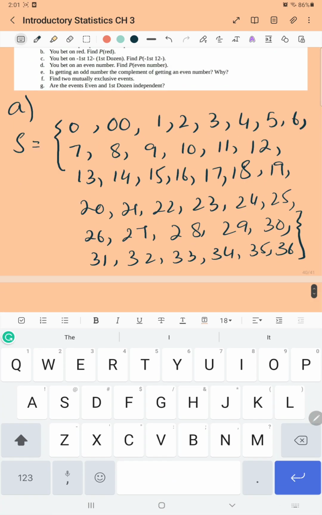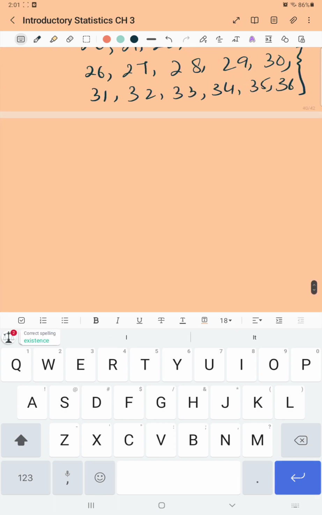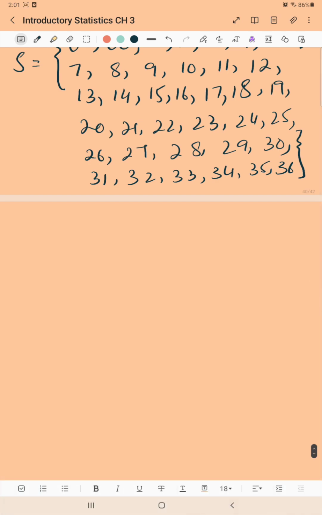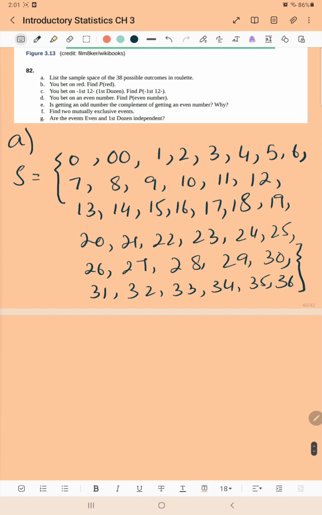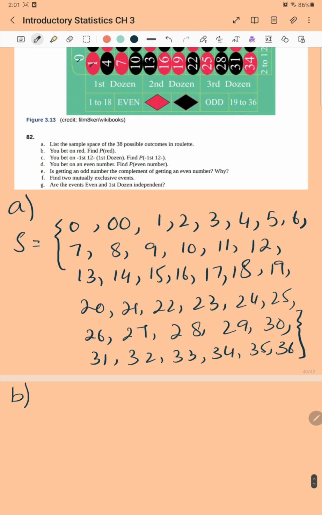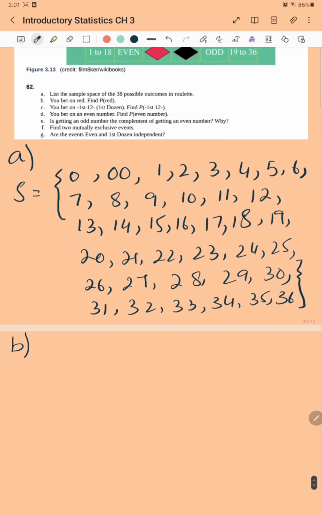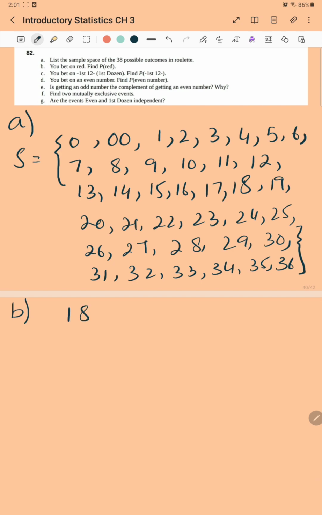Okay, for part B, you bet on red, find the probability of red. So the probability of red would be 1, 2, 3, 4, 5, 6, 7, 8, 9, 10, 11, 12, 13, 14, 15, 16, 17, 18. 18, and the total is 38. So 18 over 38 is the probability of red, which is equal to 9 over 19.